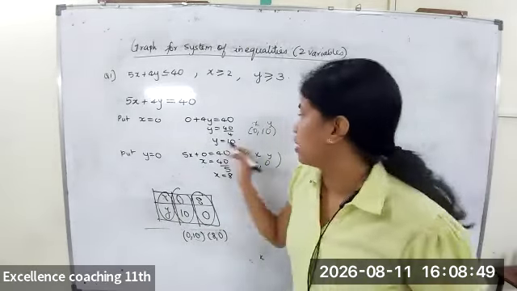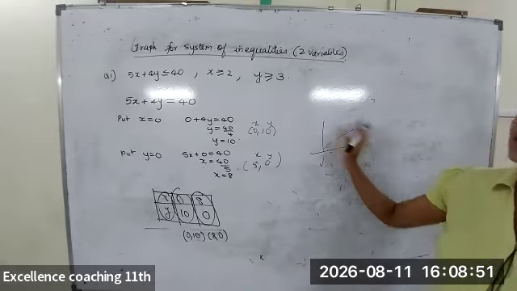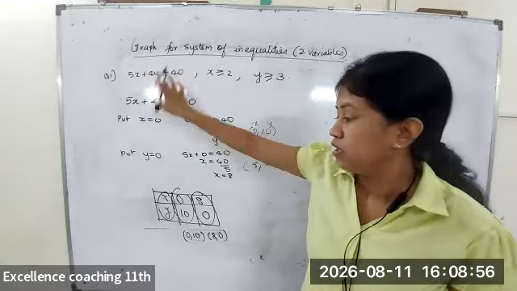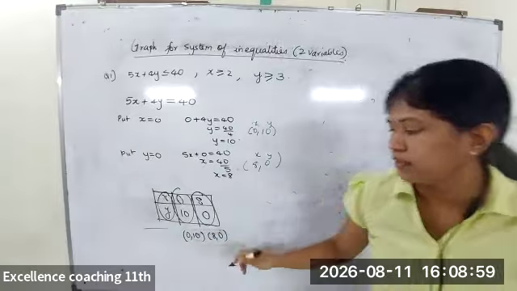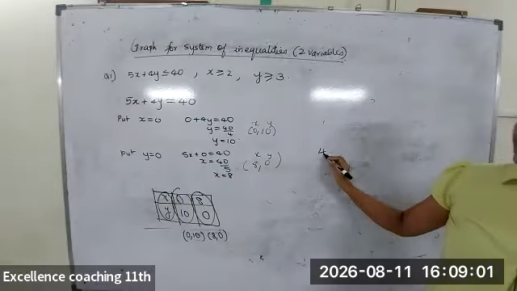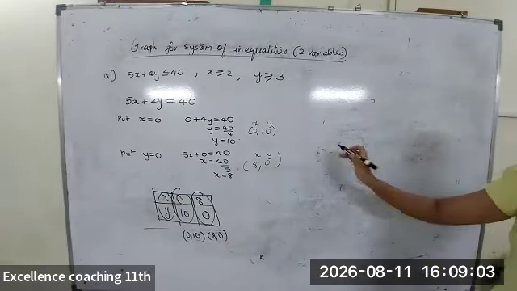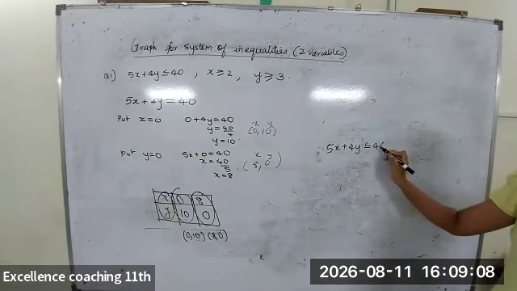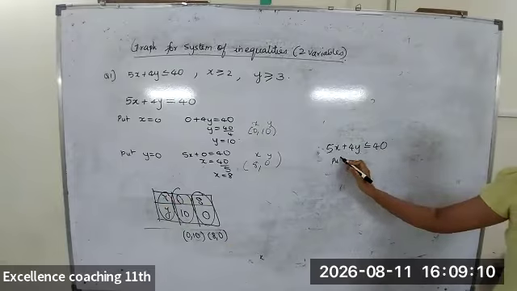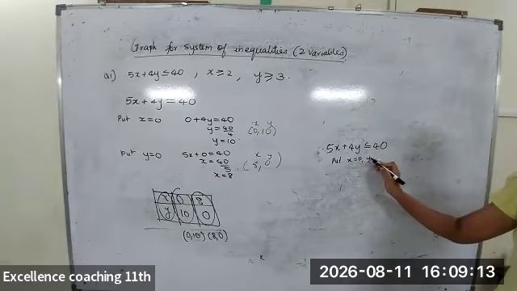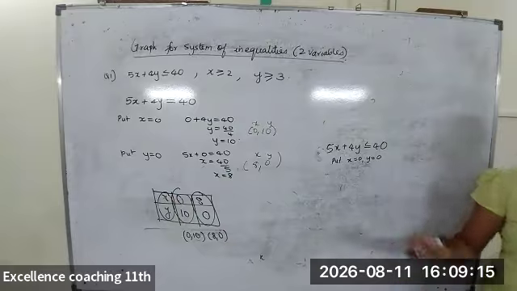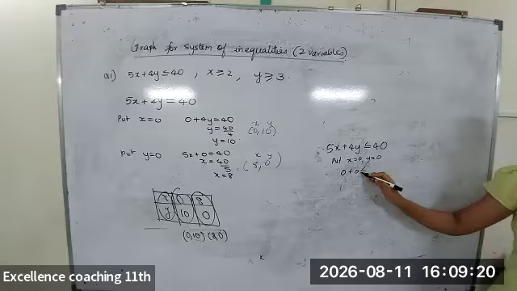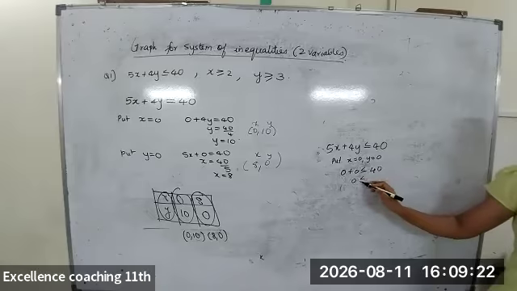Now one more thing: once you plot the line, we'll have to know which region to take, whether upward or lower. For that, once you plot these points, below this write the equation again: 5x plus 4y less than or equal to 40. This is a fixed rule: put x equals 0 and y equals 0 in both places. So 0 plus 0, you are getting 0 is less than 40.